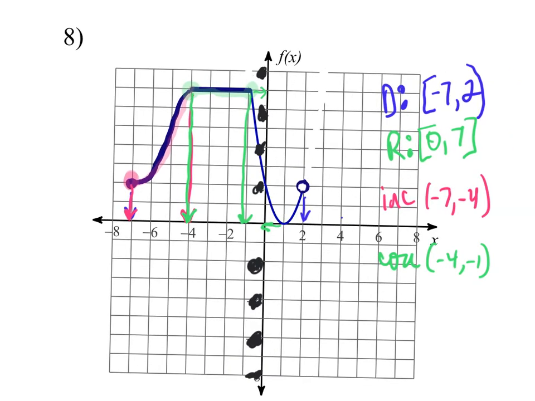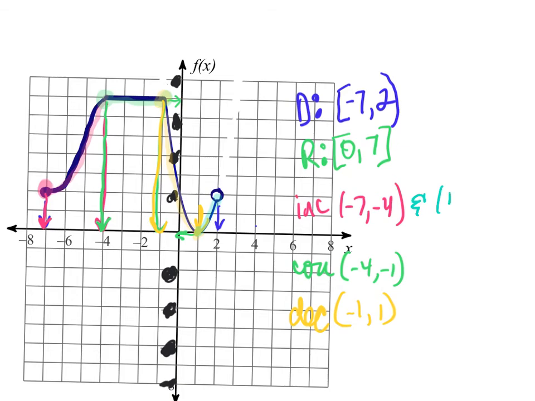Now I go here and I go downward. What do we call downwards? Decreasing. Decreasing from where on the x-axis to where on the x-axis? -1 to 1. Fantastic. And then this last little piece, what's it doing? Increasing. So it's increasing from where to where? 1 to 2.